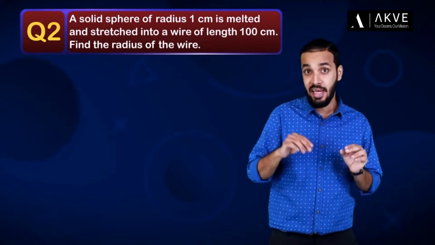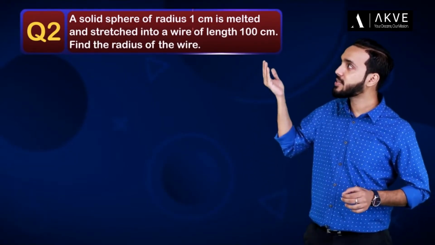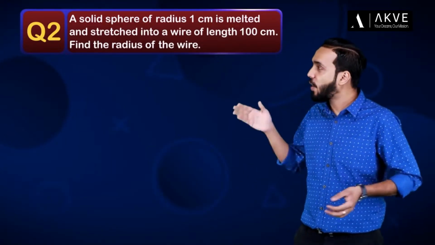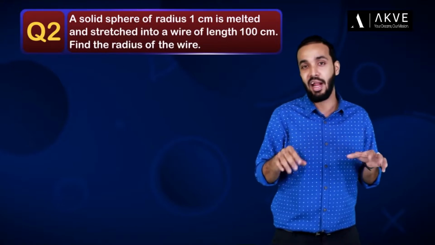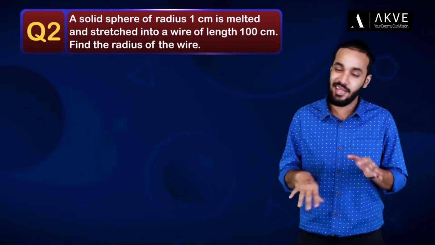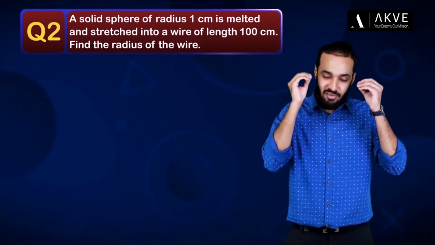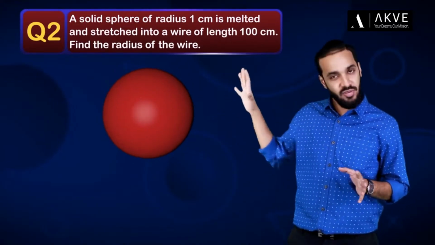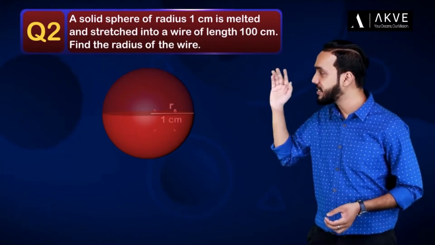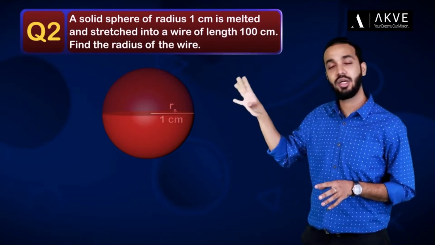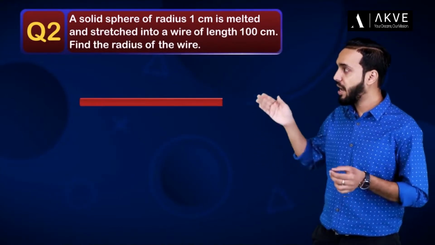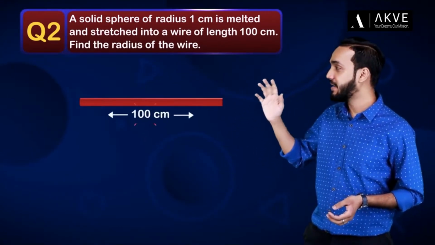This one states that a solid sphere of radius 1 centimeter is melted and stretched into a wire of length 100 centimeters. And we have to find the radius of the wire. How difficult is that? Not at all. All we need is some visualization. There's a solid sphere of radius, say Rs, equal to 1 centimeter. And this solid sphere is melted and stretched to form a wire of length 100 centimeters.